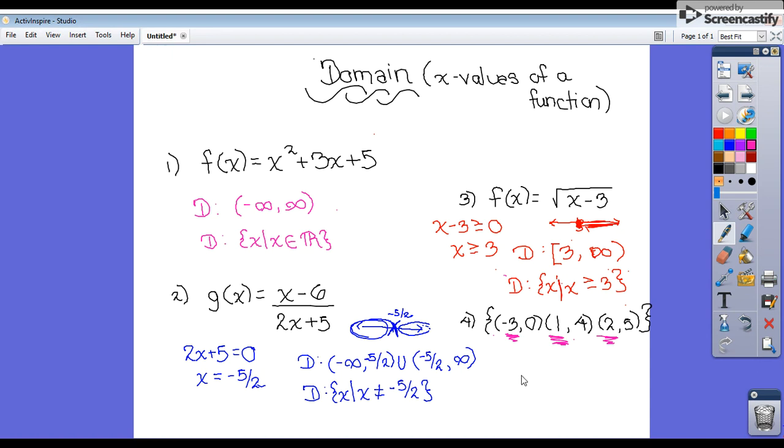The domain is going to be -3, comma, 1, comma, 2. And that's it. To write it in set notation, x such that x in the front, but I'm going to stop right there because my pen is acting up.